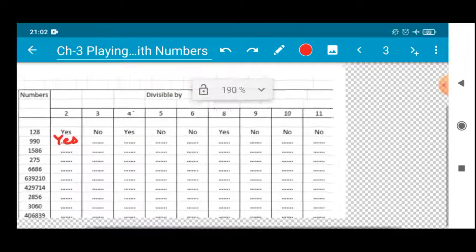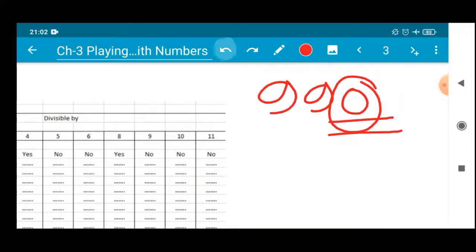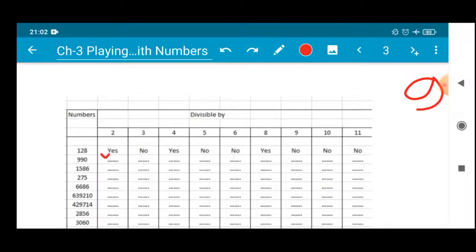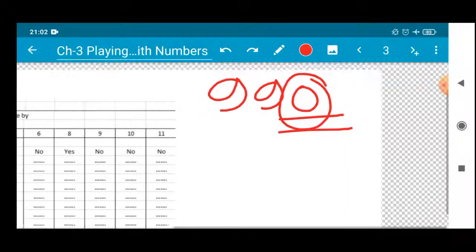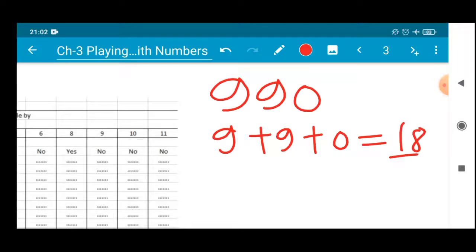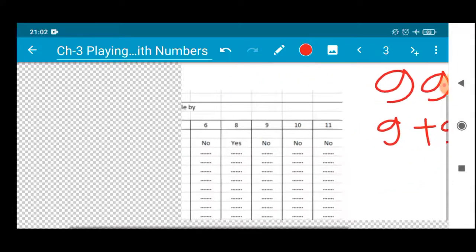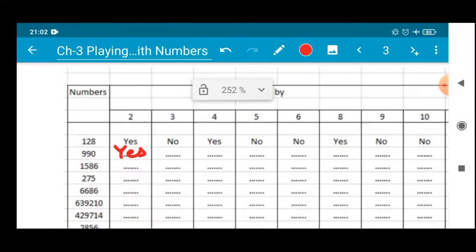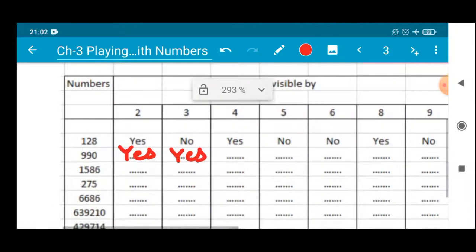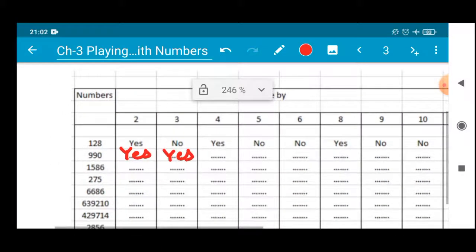Now by 3. In order to check whether the number is divisible by 3 or not, we have to do the sum of the digits of the given 3-digit number. 9 plus 9 is 18, 18 plus 0 is 18. Yes, this number is divisible by 3, since 3 sixes are 18. So we can write here yes, 3 is also able to divide this number 990.